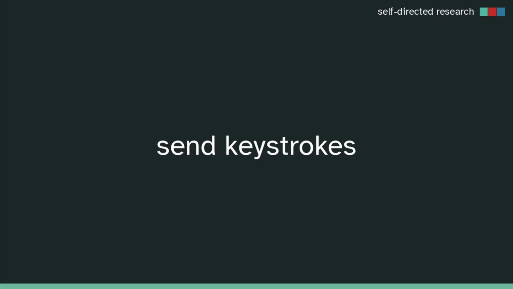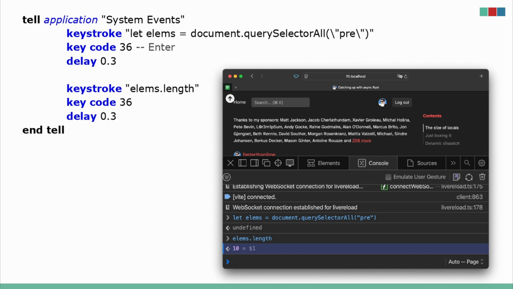You can send keystrokes. There's a keystroke command, which in this case I'm using to type JavaScript code into the devtools. How very meta. I'm using one scripting language to type another scripting language into a devtool of a browser. You can do key code to simulate a key press that isn't a string. So keystroke is for strings, for typing text. Key code 36, for example, is enter.